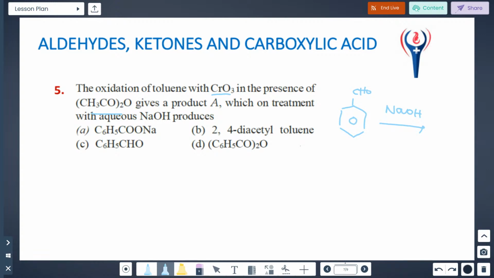Which on treatment with aqueous NaOH gives products. Actually, it undergoes Cannizzaro reaction. We get two kinds of product, but only the oxidized product is given. Then only option A is the correct one, C6H5COONa. Are you following? Next one.